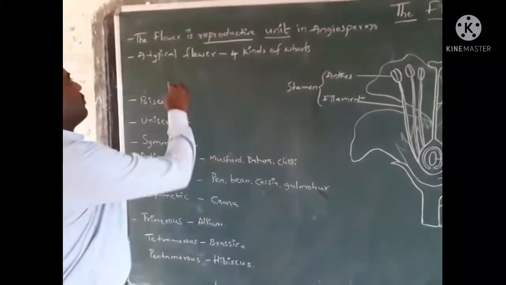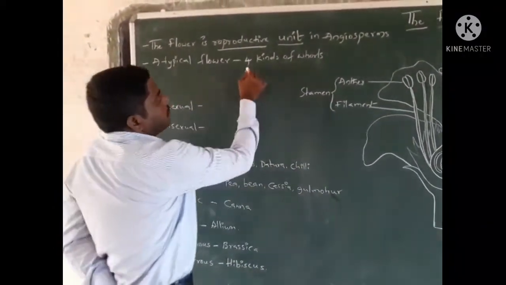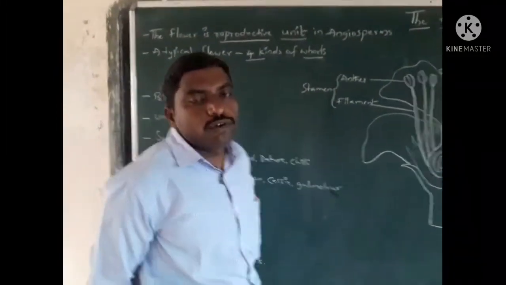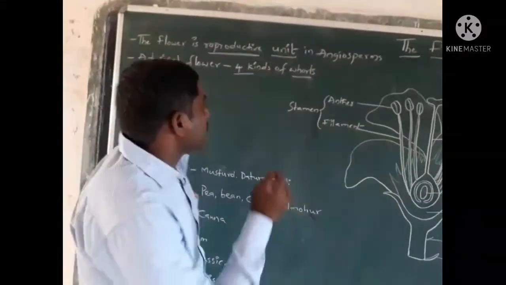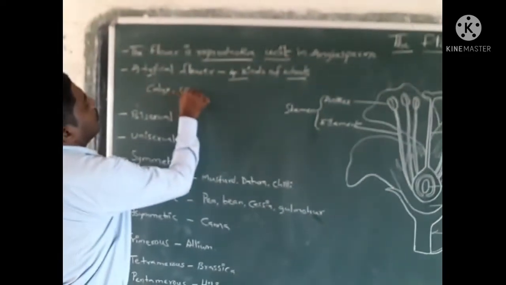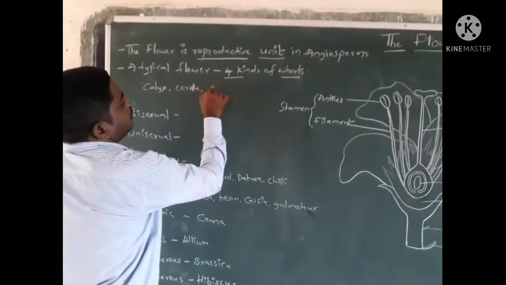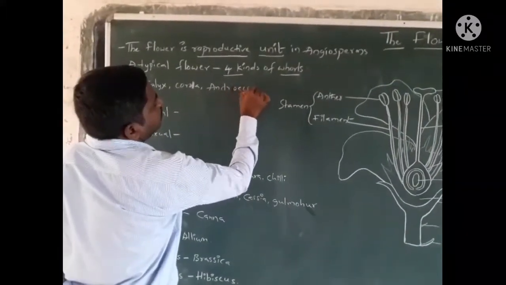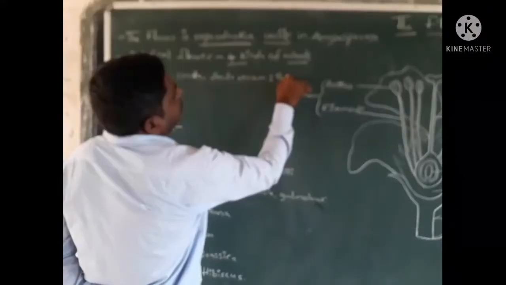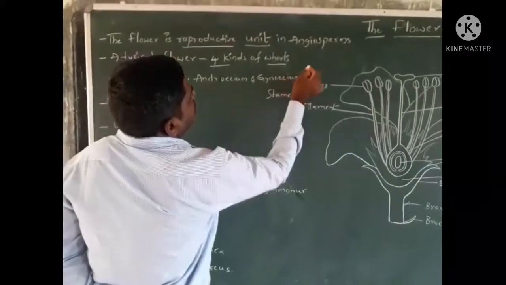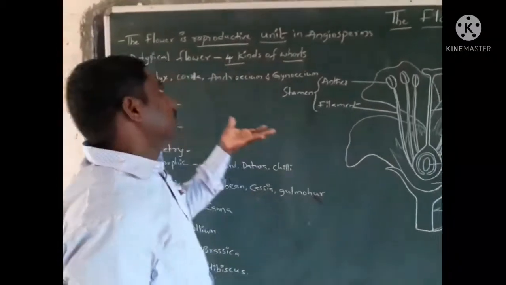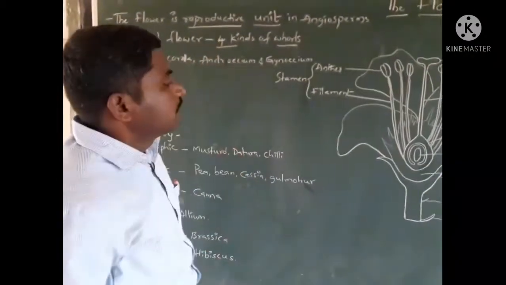A typical flower consists of four kinds of whorls. What are they? Calyx, corolla, androecium, and gynoecium. These are the four kinds of whorls present in a typical flower.